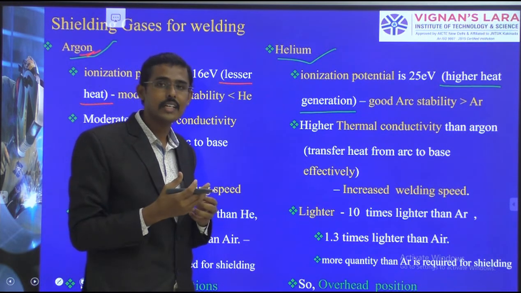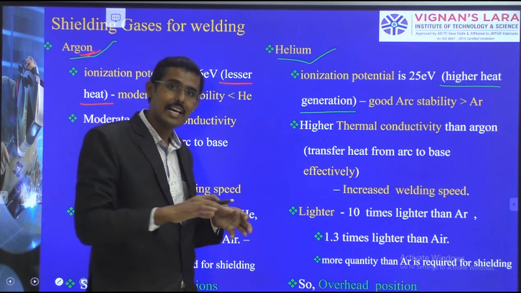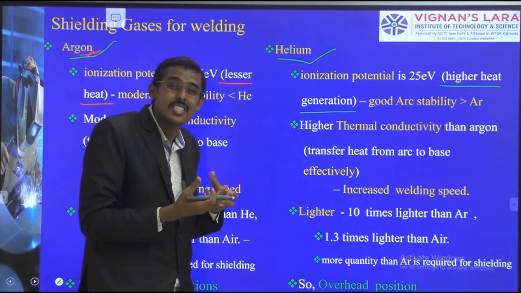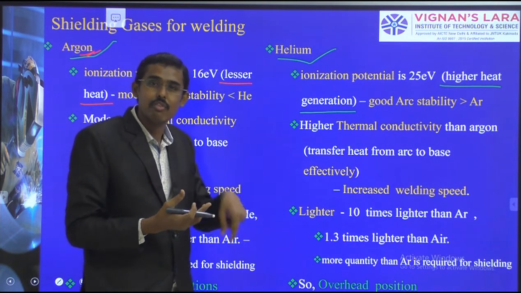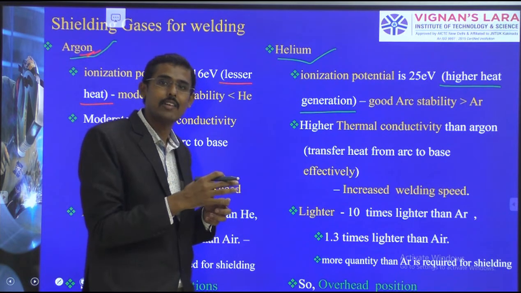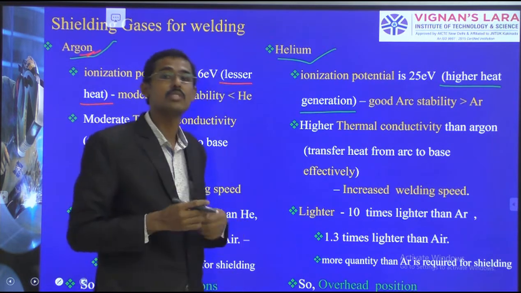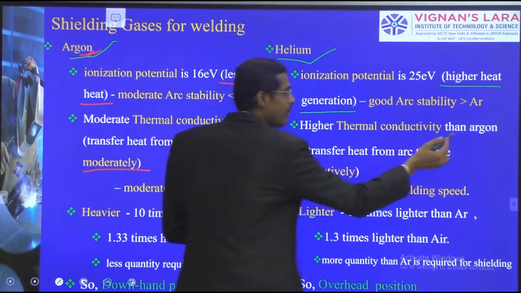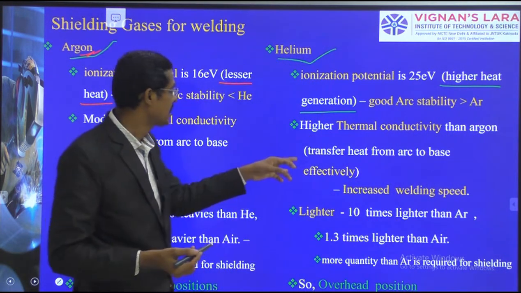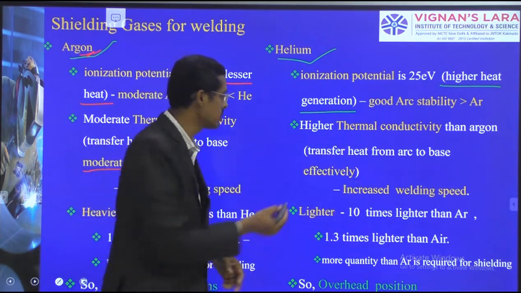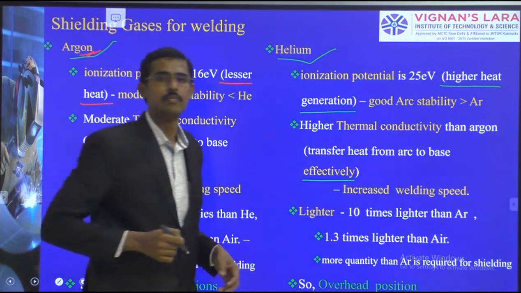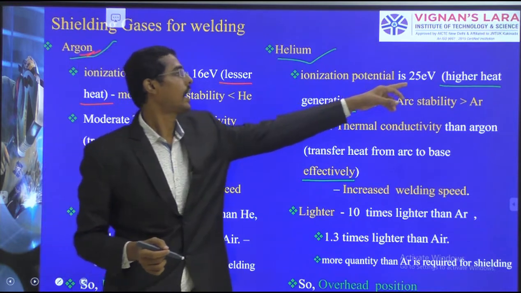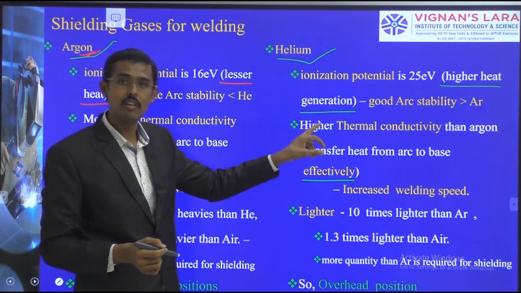If there is no conductivity, the gas restricts the electron flow. You should have the conductivity, and only then will the electrons come and impinge over there. Therefore, it has higher thermal conductivity than argon. So what happens? Transfer of heat from the arc to the base is effectively transferred. So here, high heat is generated, and helium is helpful.